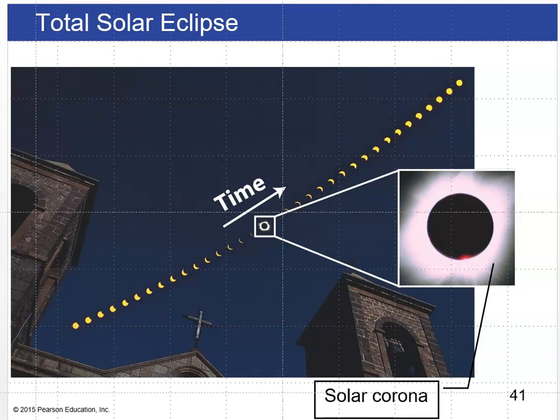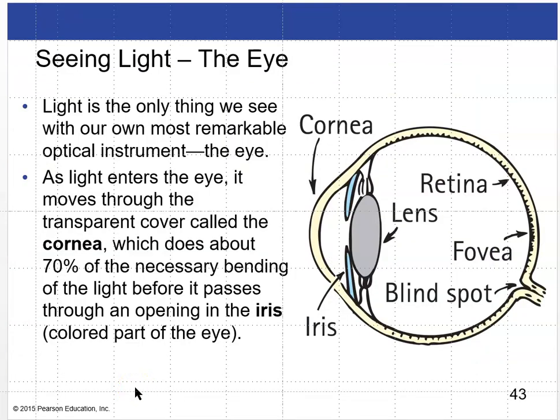Annular stands for ring. Now, light is the only thing we can see with our most remarkable optical instrument, the eye. As light enters the eye, it moves through a transparent cover called the cornea, which does about 70% of the necessary focusing or bending of the light before it passes through an opening called the iris.